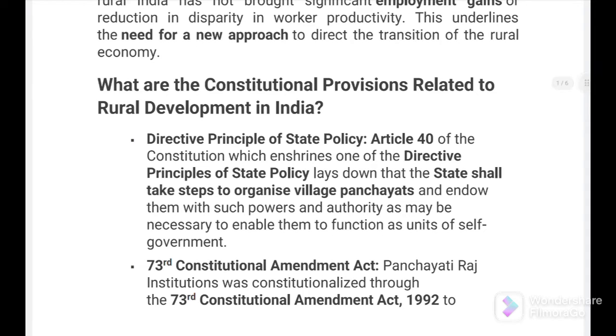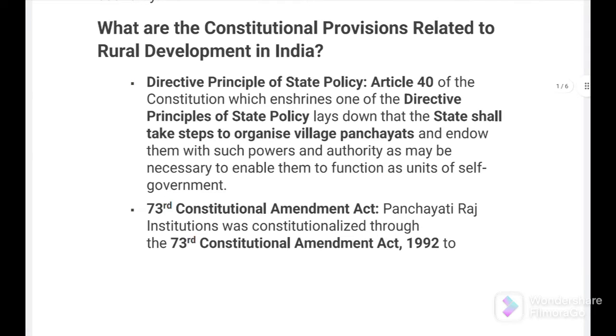What are the constitutional provisions related to rural development in India? Directive Principle of State Policy, Article 40 of the Constitution, which enshrines one of the directive principles of state policy, lays down that the state shall take steps to organize village panchayats and endow them with such power and authority as may be necessary to enable them to function as units of self-government.